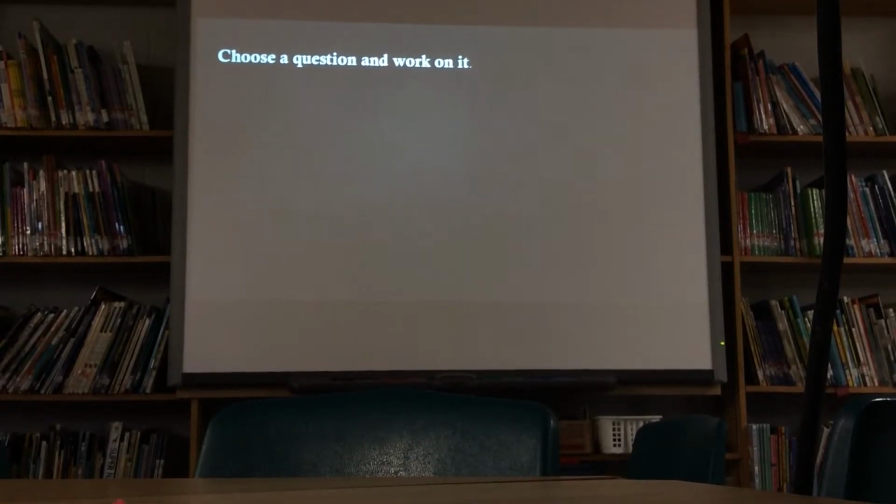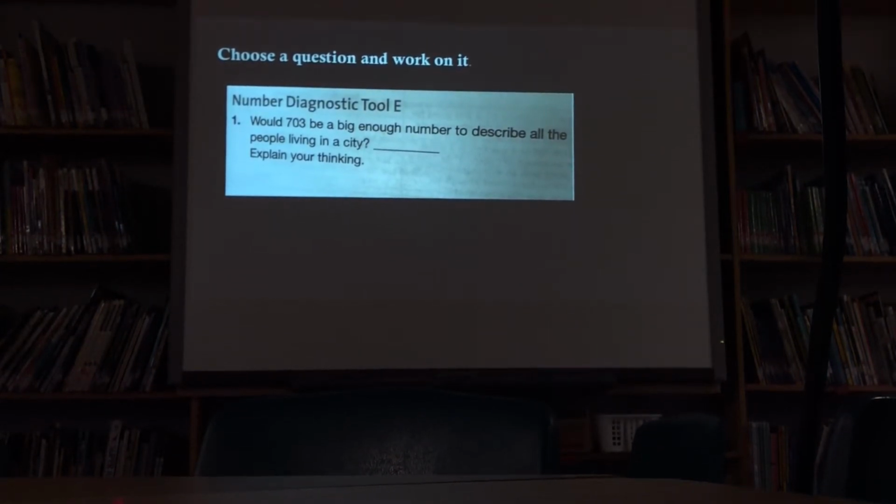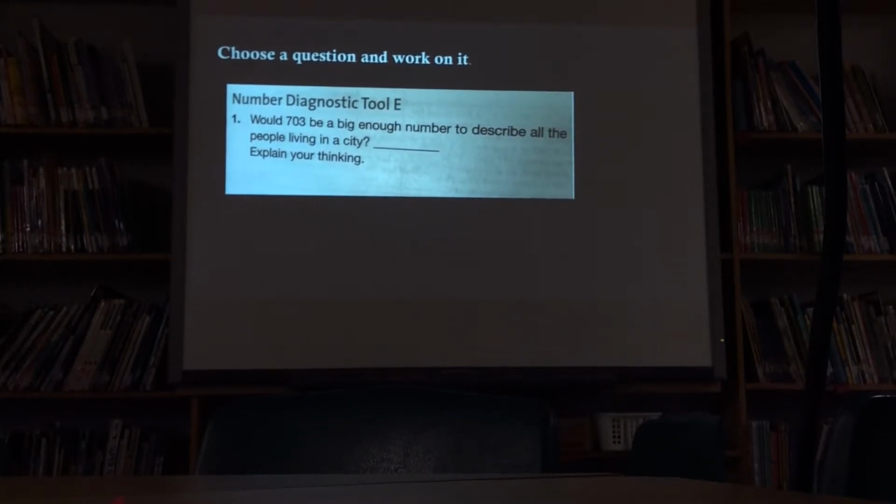scoring the assessment. So I chose a question for you. Here's a question off of Tool E. Would 703 be a big enough number to describe all the people living in a city? Explain your thinking. So let's try and answer. What would you say?